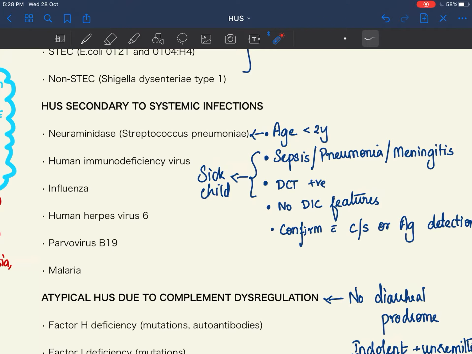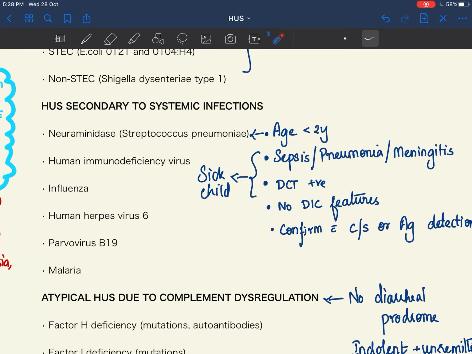Whereas here, a pneumococcus pneumonia or a streptococcus pneumonia, whichever way you want to call it, the child will be sick. The child can have a septicemic picture, a pneumonia picture, or a meningitis picture, but it's a sick child who presents with HUS-like symptoms, but it is not DIC. It's important for you to rule out DIC because again it's a close mimic.